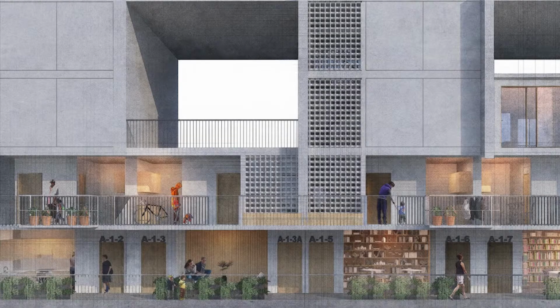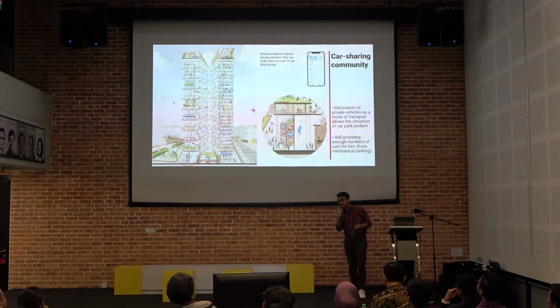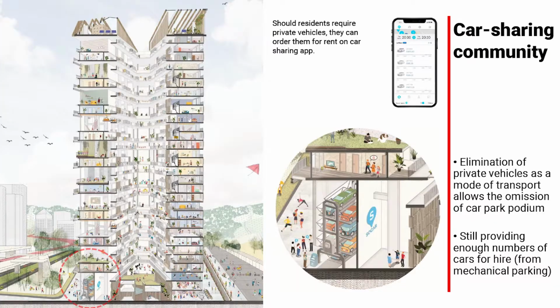So this is the view of the internal corridor. The elimination of private vehicles and turning it into a car-sharing community would allow the omission of the car park podium, because we did calculate enough cars according to the regulations, like one-to-one. So we did have enough cars to be parked, but it's all in mechanical parking, and it's not privately owned. So it's a car-sharing future where nobody owns a car. It's a kingdom of heaven.